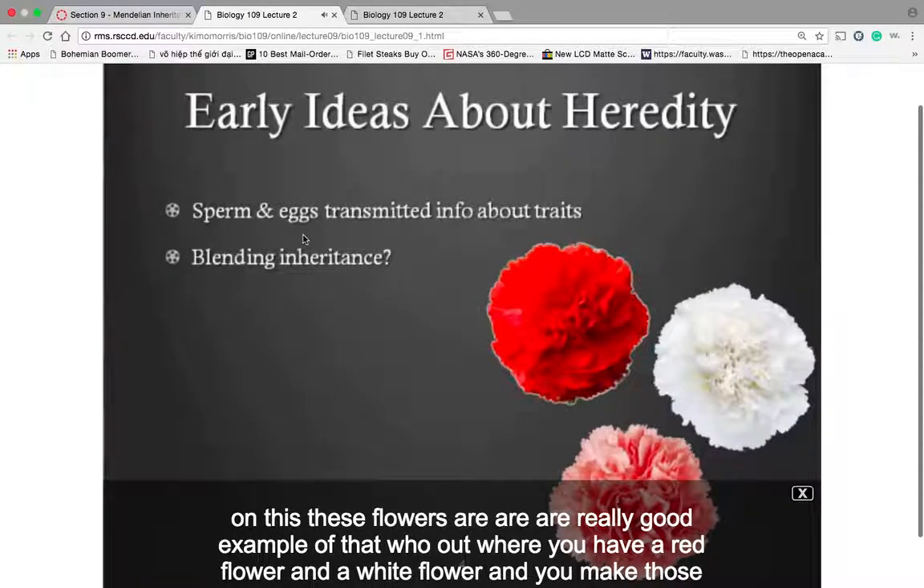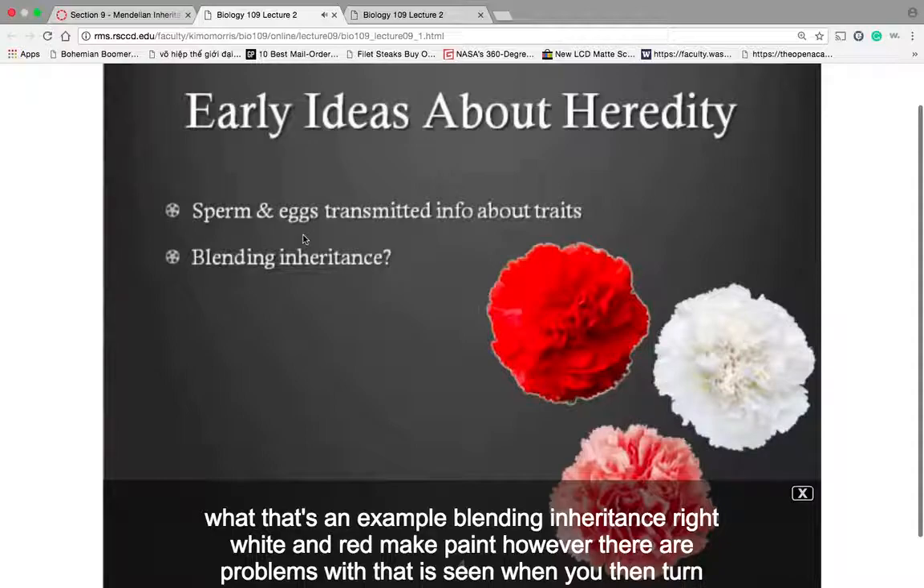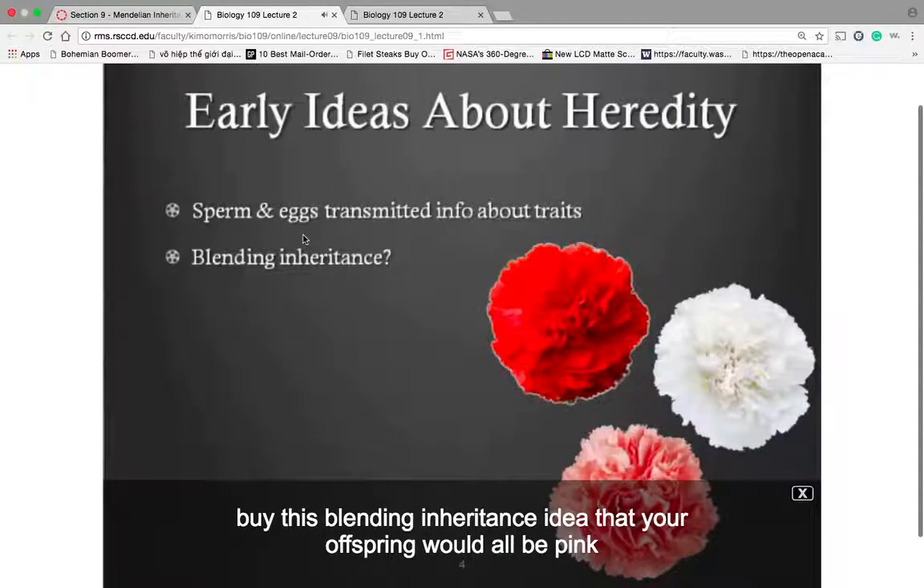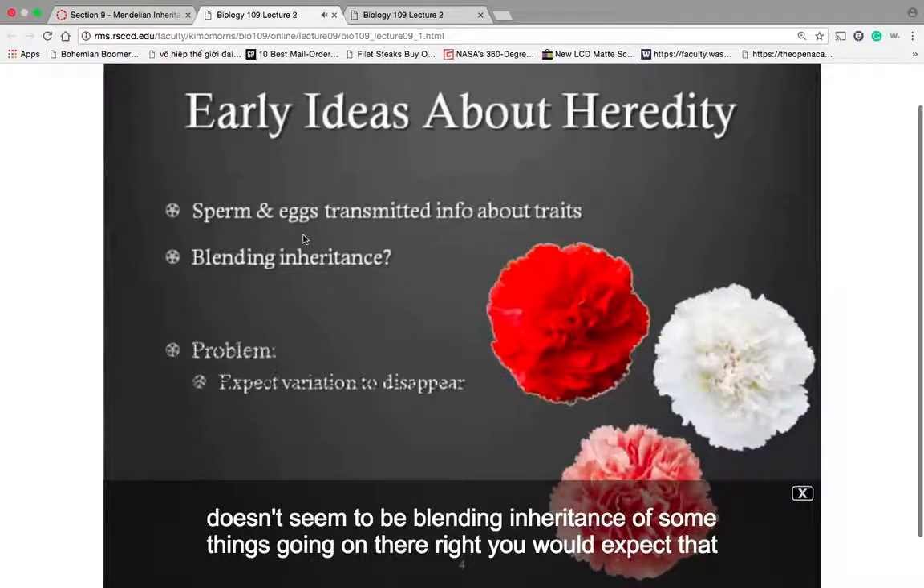These flowers here are a really good example of that, where you have a red flower and a white flower, and you mate those two flowers together and you get a pink flower. Well, that's an example of blending inheritance, right? White and red make pink. However, there are problems with that. You see, when you then turn around and take a pink flower and you mate it with another pink flower, you would expect by this blending inheritance idea that your offspring would all be pink. And yet that's not what happens. What you end up getting out of that cross are red, white, and pink flowers. Well, that doesn't seem to be blending inheritance, so something's going on there, right?